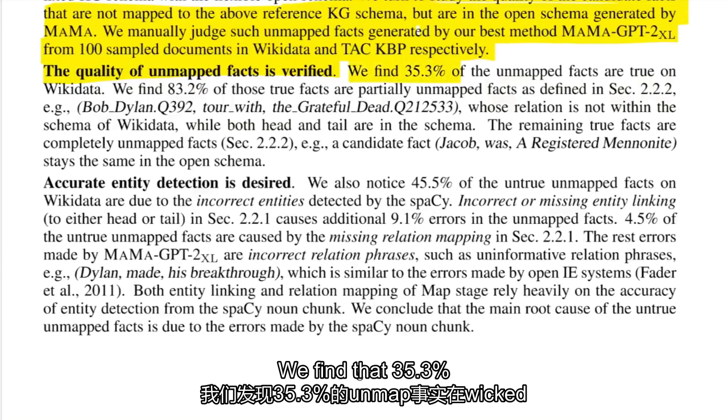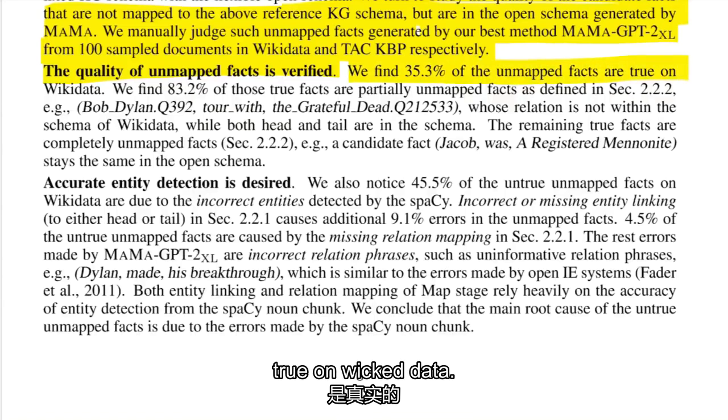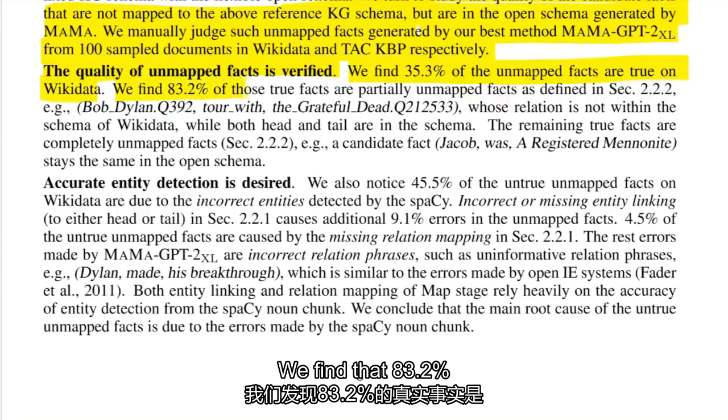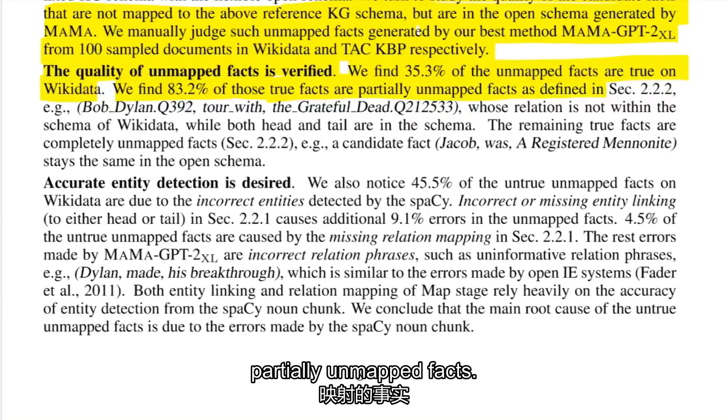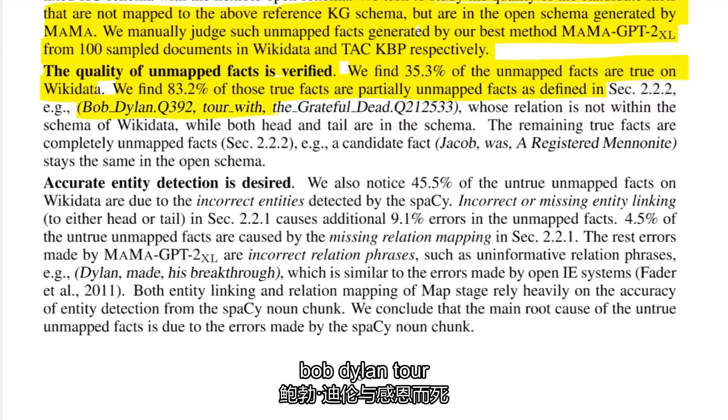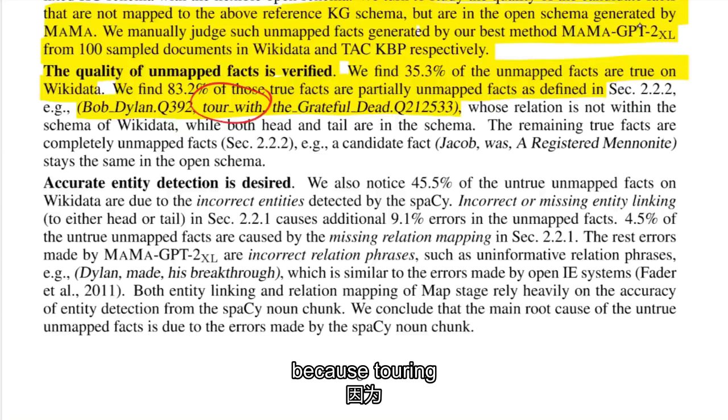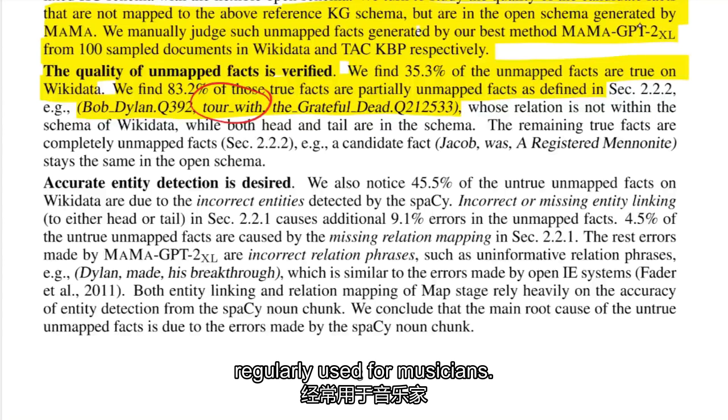"We find that 35.3% of the unmapped facts are true on Wikidata. We find that 83.2% of those true facts are partially unmapped facts." For example, Bob Dylan tour with the Grateful Dead. If this really isn't in the schema, this is a nice relation that you might think humans would miss, because touring with someone is not the first thing that would come to mind if you had to come up with a bunch of relations between entities. But it is something that is regularly used for musicians. So that is an application where certainly an automated system can even extend the schema.